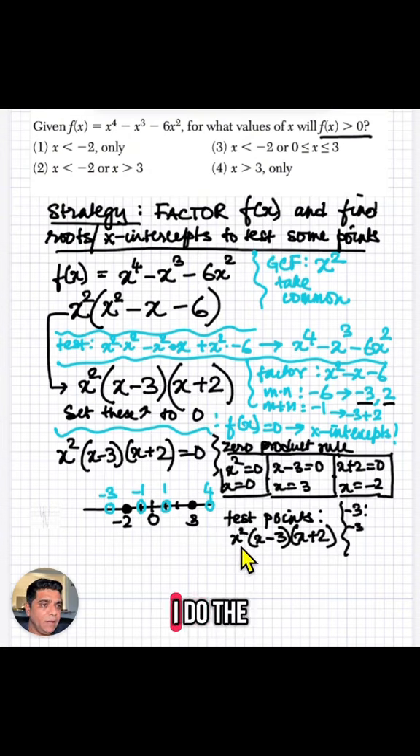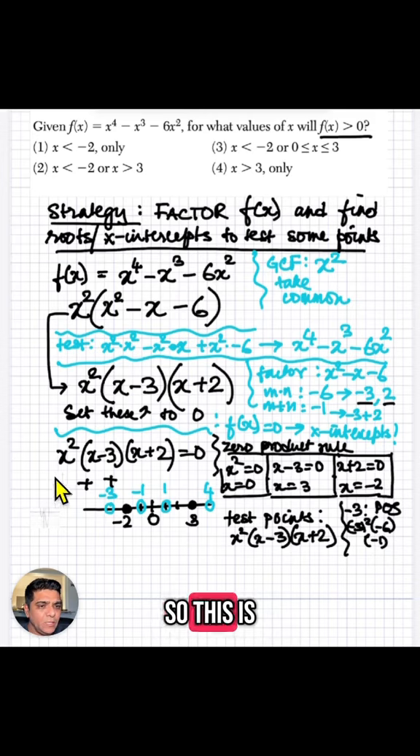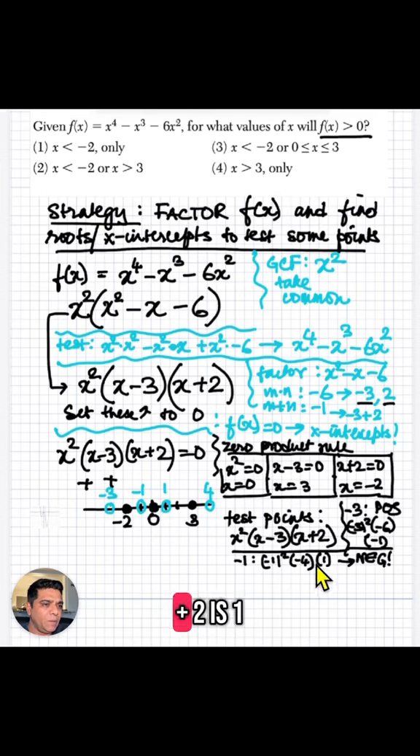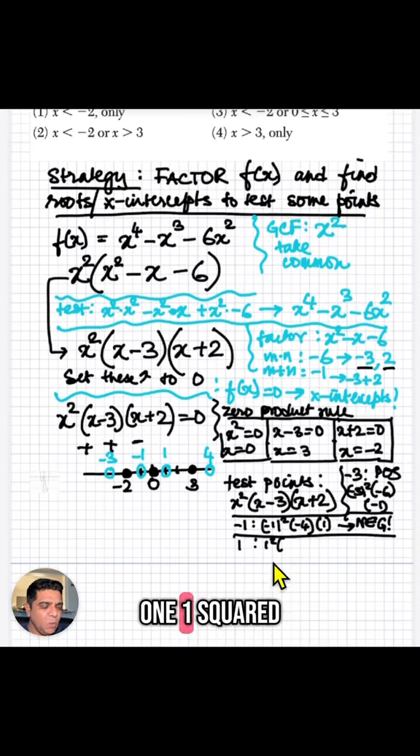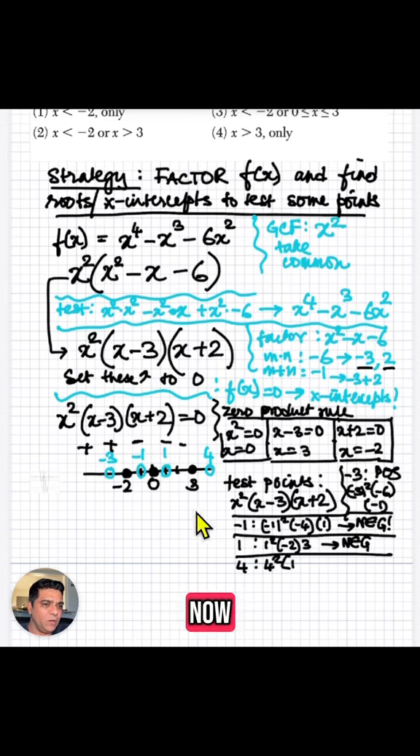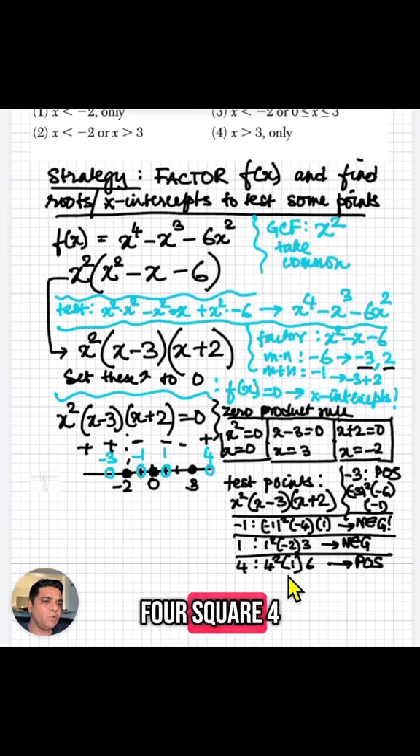When I do negative 3, negative 3 squared, and then there is a negative 6, it turns out it's positive. So this function is positive here. If I do a point here, negative 1, then negative 1 squared, and then negative 1 minus 3 is negative 4, and negative 1 plus 2 is 1, that's going to be negative. So that is negative. Then let's test 1. 1 squared, and then 1 minus 3 is negative 2, 1 plus 2 is 3, that's negative also. Now above 3, let's test the point 4: 4 squared, 4 minus 3, 4 plus 2, that is positive.